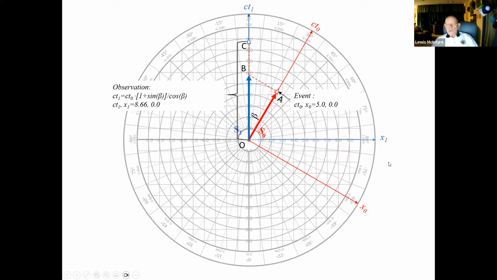The interval OB is the time of the event OA divided by the cosine of beta.